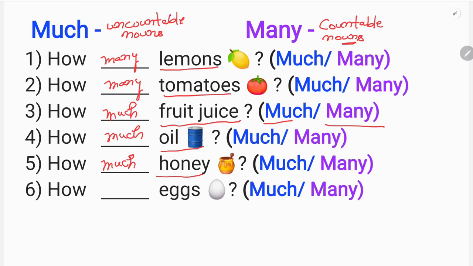Our sixth question is, how blank eggs? So here, eggs is a countable noun. So what will come in this blank? Tell me in the comments below.